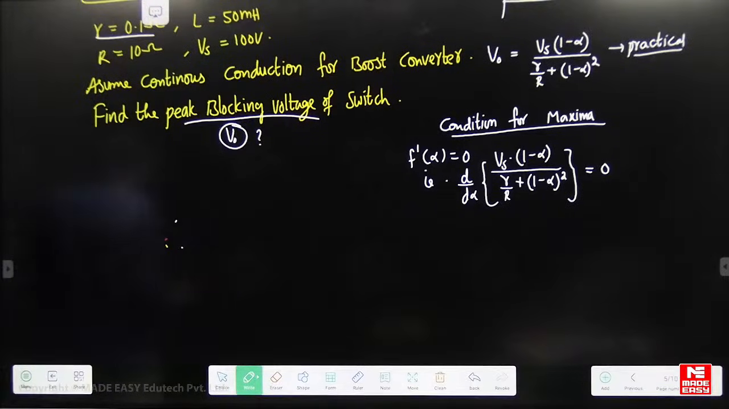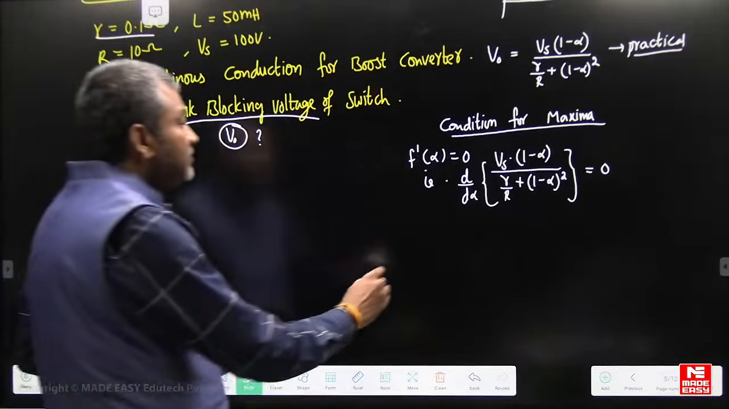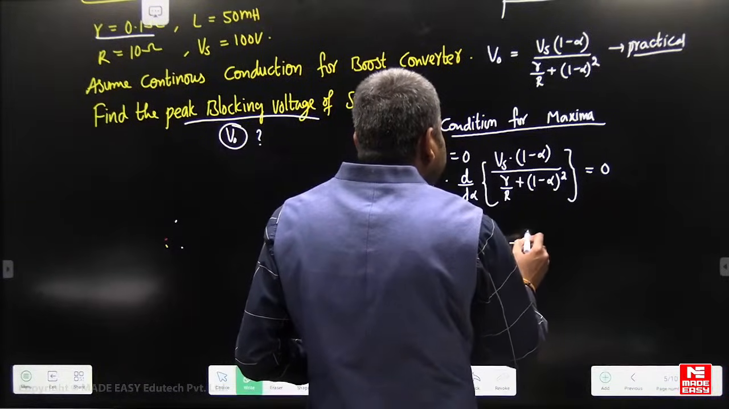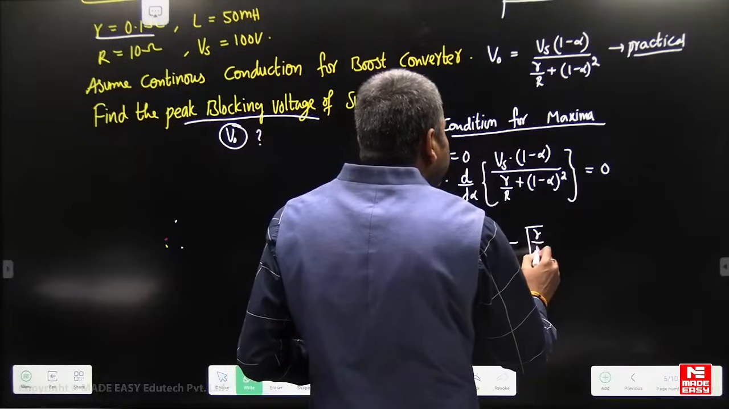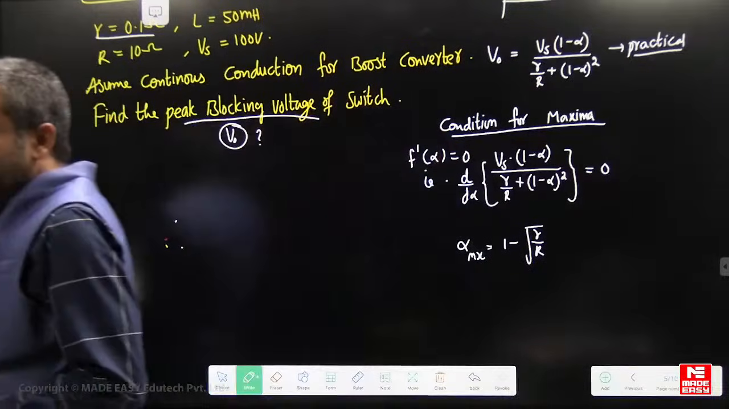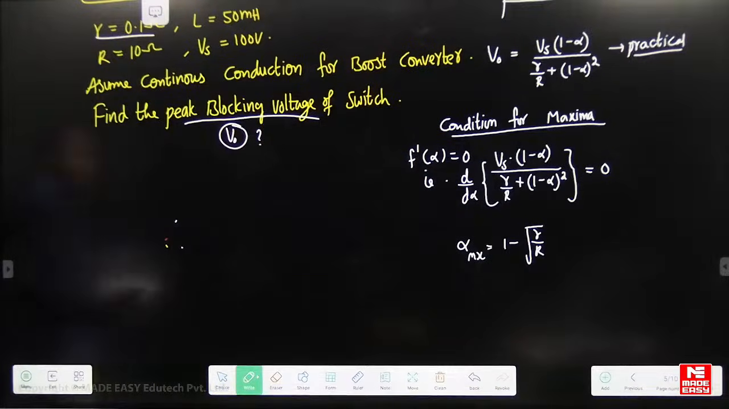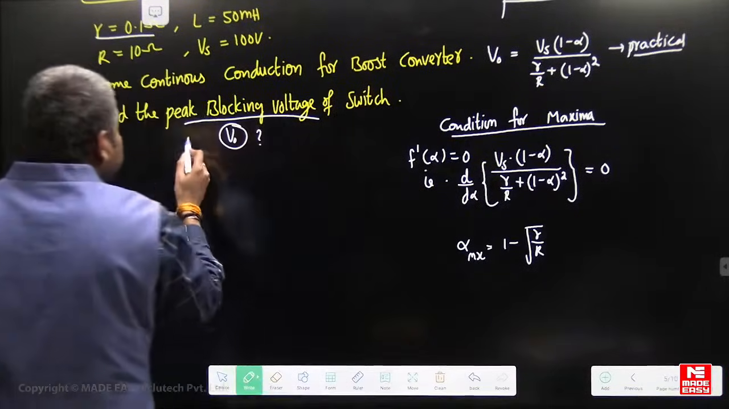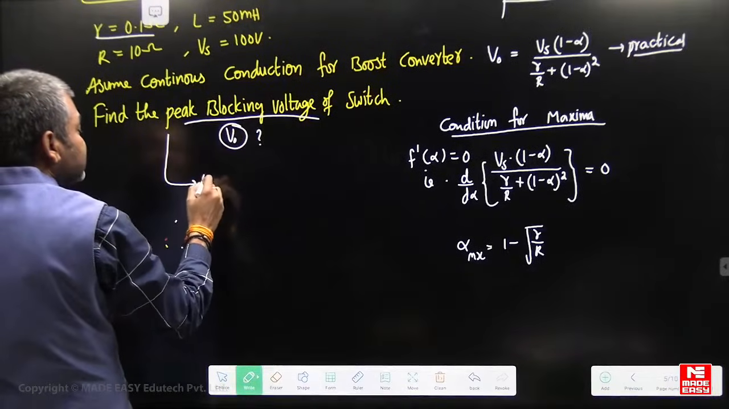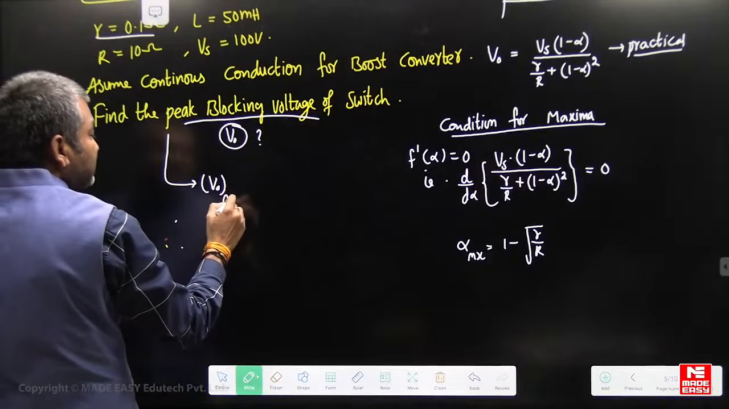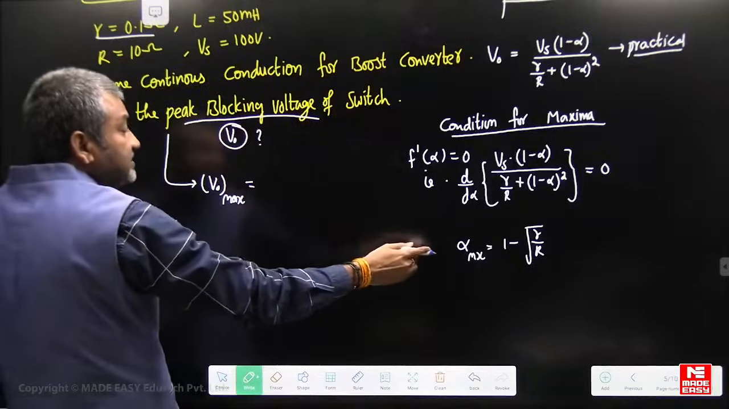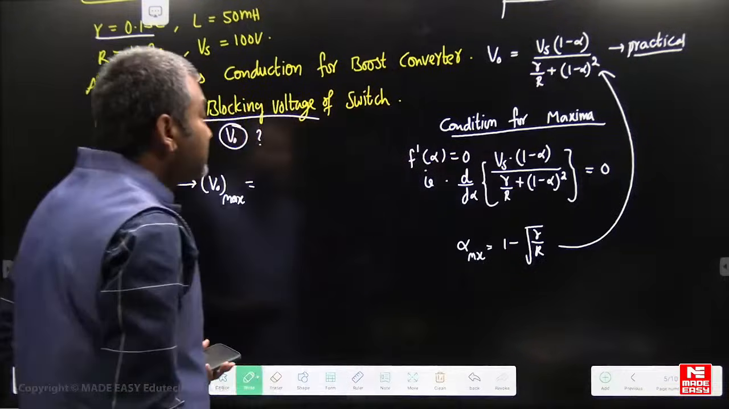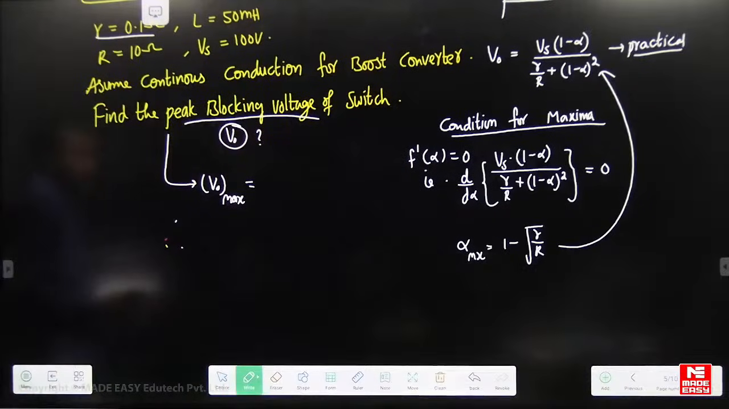If you simplify this, you will get alpha maximum equal to 1 minus the square root of small r by capital R. That is the condition for maxima. Now substitute this value here, and you will get the maximum average voltage. The peak blocking voltage of the switch is the maximum voltage. So how do you calculate the maximum voltage? Substitute this value of alpha in this equation and find out the maximum voltage.